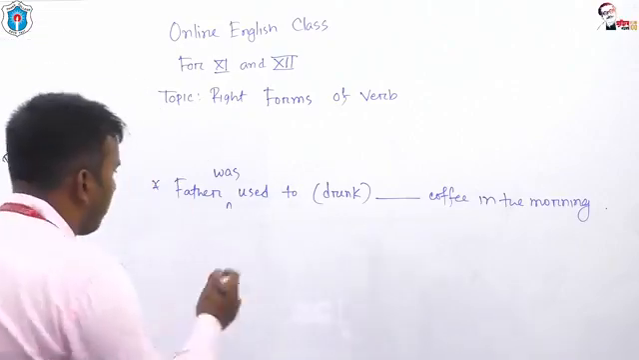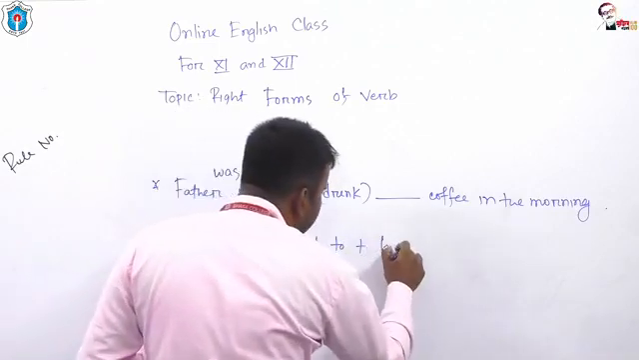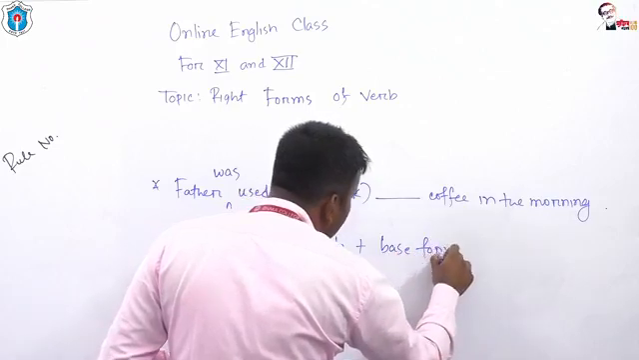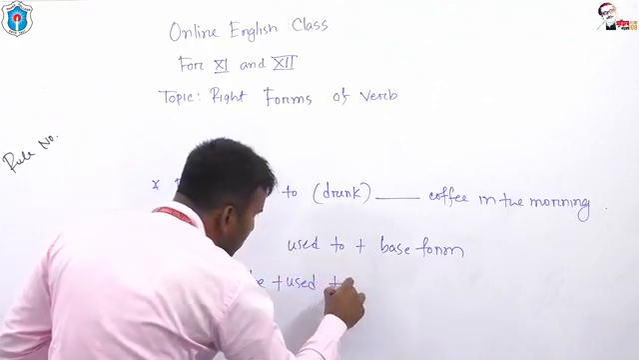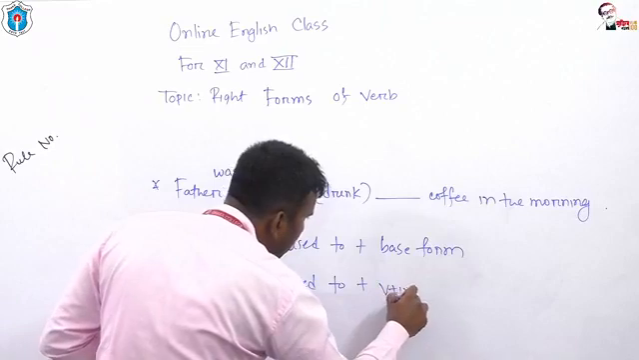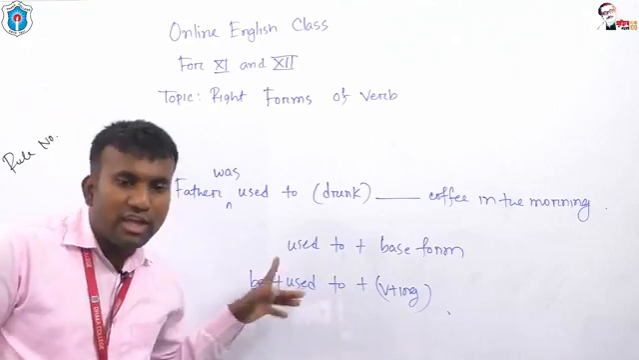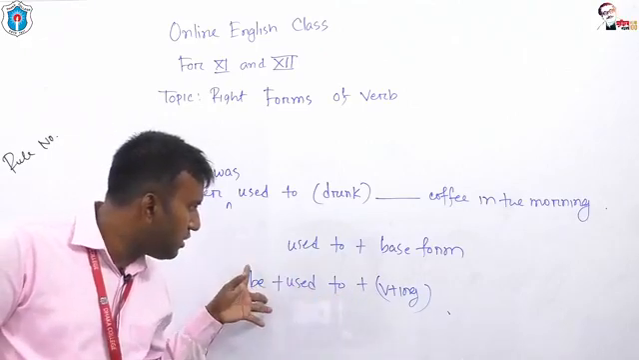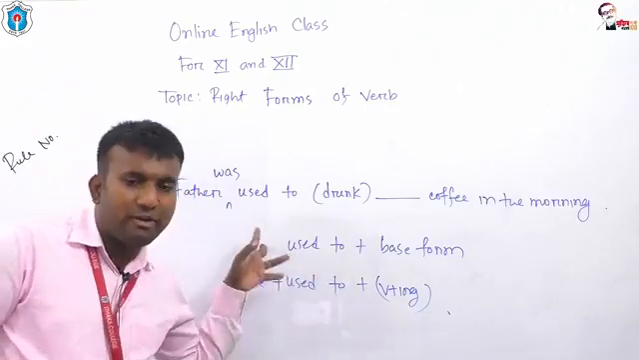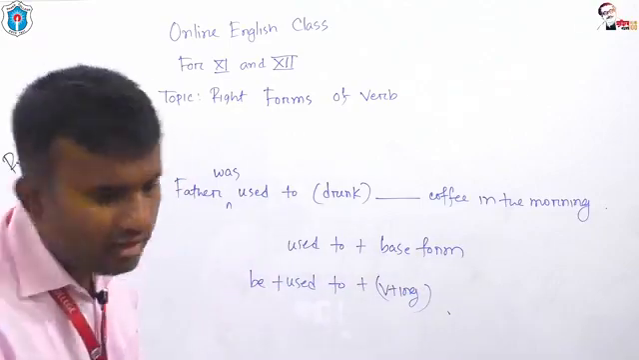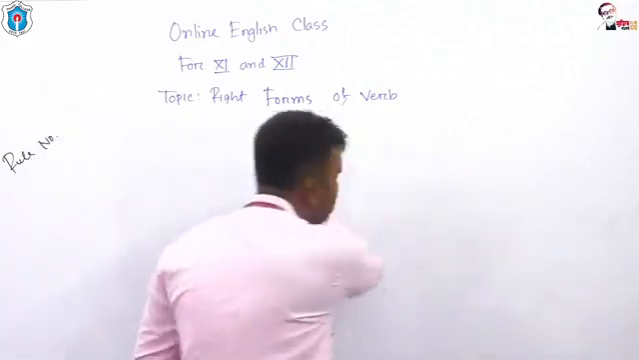Okay, let me tell you. Used to, then you have to use base form. Be plus used to, you have to use ing. If you get a be verb before used to, you have to put ing with the verb. But if you don't get any be verb before used to, you have to use base form. Is it clear? I think it's clear to you.